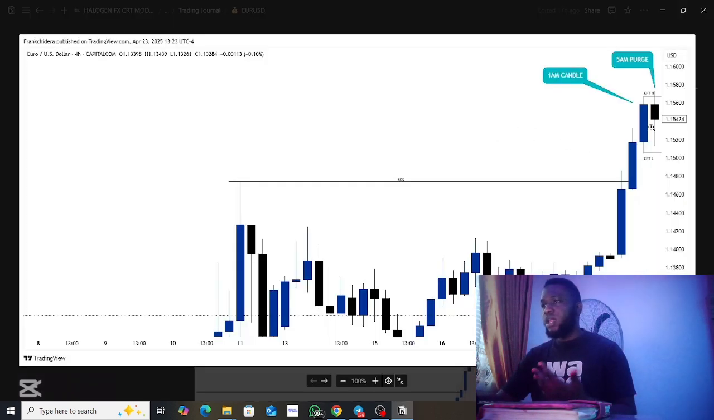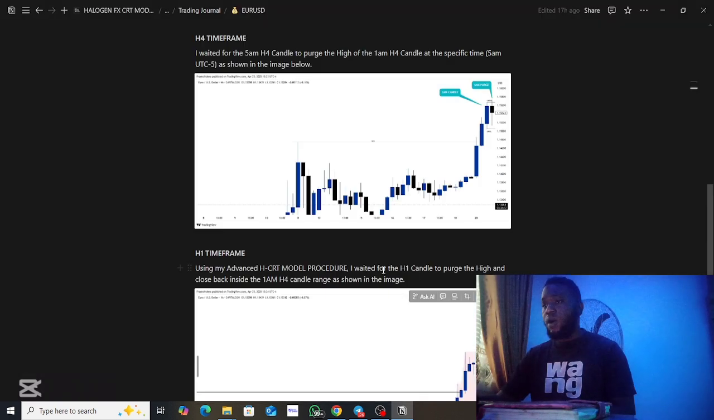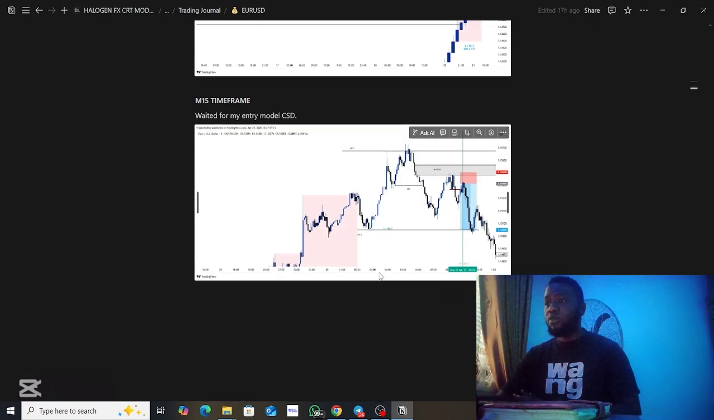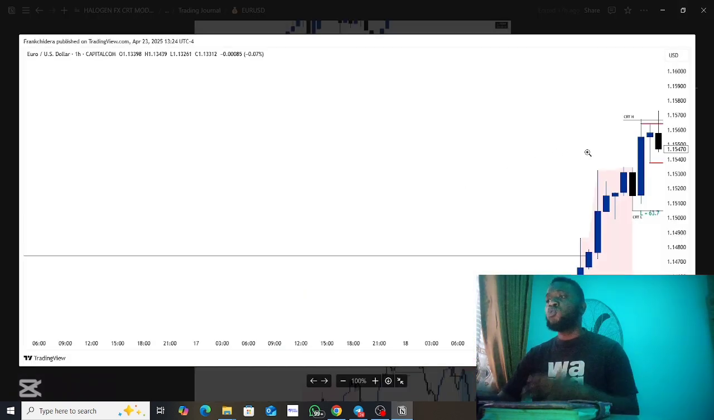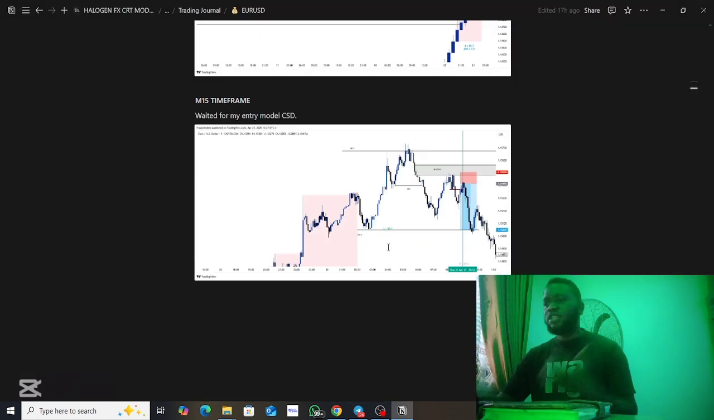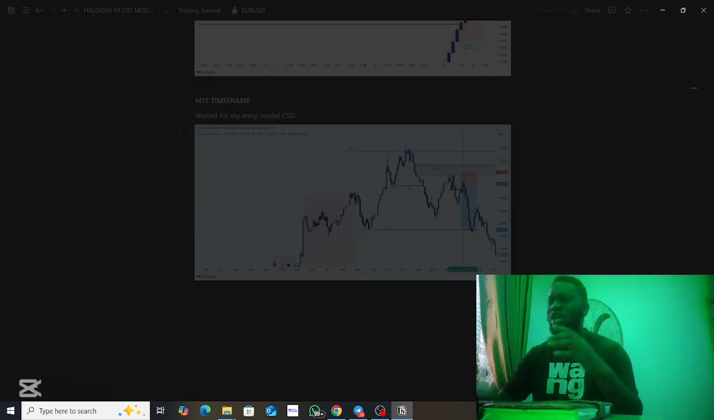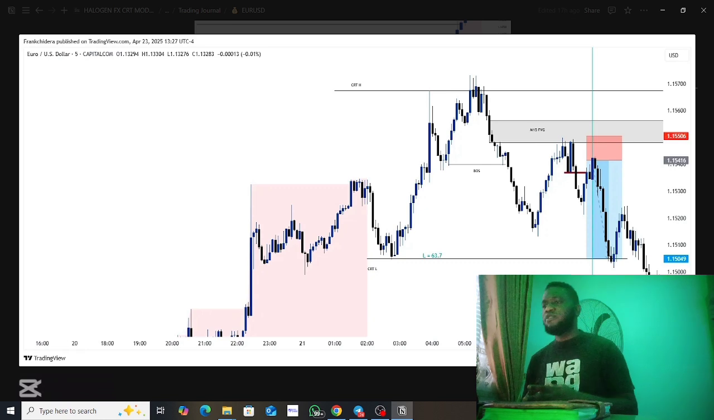I waited for my 5 a.m. candle to purge my 1 a.m. candle, which happened so good on the 4-hour time frame. Upon seeing that, I went to my 1-hour time frame to look for a 1-hour candle that will close inside of that range. And you can see in this case, it closed back into this range. Upon seeing that, guys, I headed straight to my 15-minute time frame and saw a clean change of state of delivery. Guys, look at how beautiful this trade is, giving me a 3-hour win return.